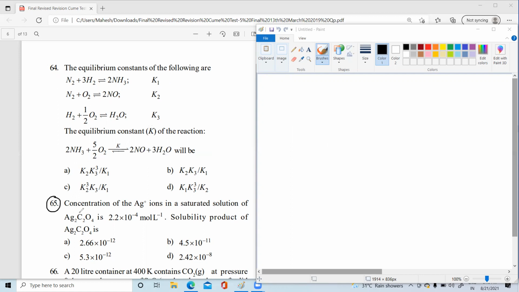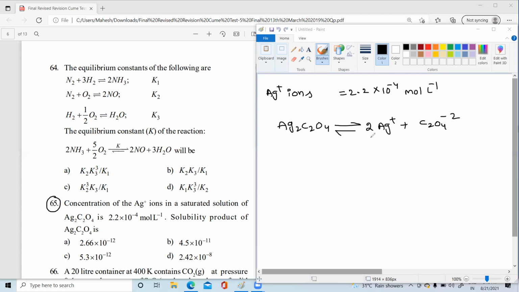Next, question number 65. The concentration of Ag plus in the saturated solution is given, students. The Ag plus ion concentration they have given is 2.2 into 10 to the power of minus 4 mole per liter. They are asking for the solubility product. As we know very well, Ag2C2O4, silver oxalate, is in equilibrium with 2 moles of Ag plus and C2O4 minus 2. The total concentration given is 2.2 into 10 to the power of minus 4.